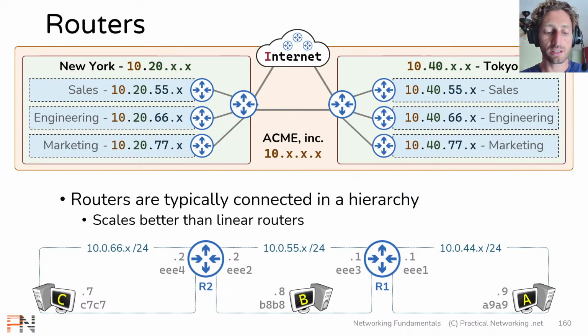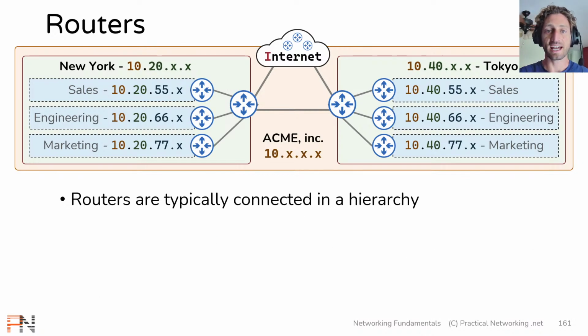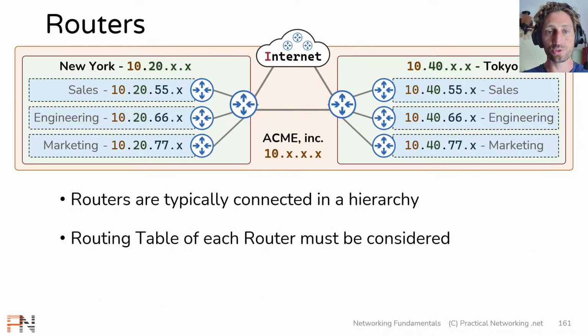Now there's one more reason that routers are deployed in a hierarchy, and that has to do with each of the router's routing tables. So let me explain that. Let's take a look at this router for a second. This router over here has to have one route to get to the sales network of New York, another route to get to the engineering network of New York, another route to get to the marketing network of New York, and then a 4th route to get to the sales team of Tokyo, a 5th route to get to 10.40.66, and then a 6th route to get to 10.40.77. But notice these last 3 routes all start with 10.40 and all go the exact same direction.